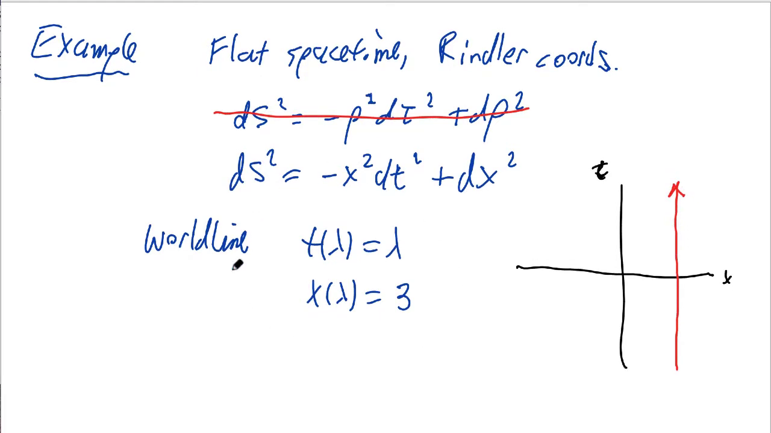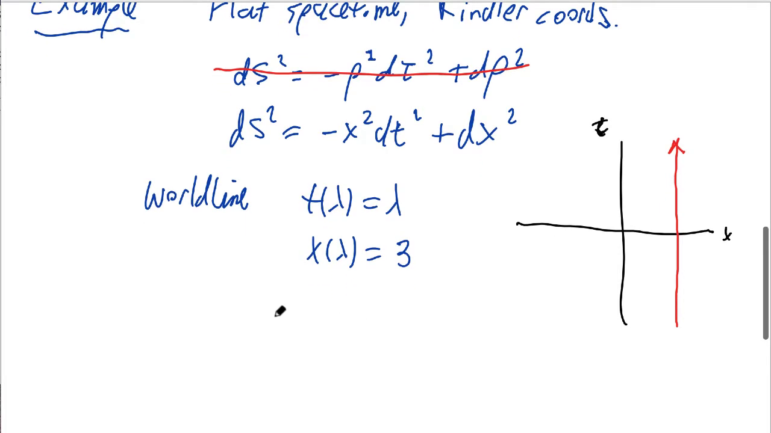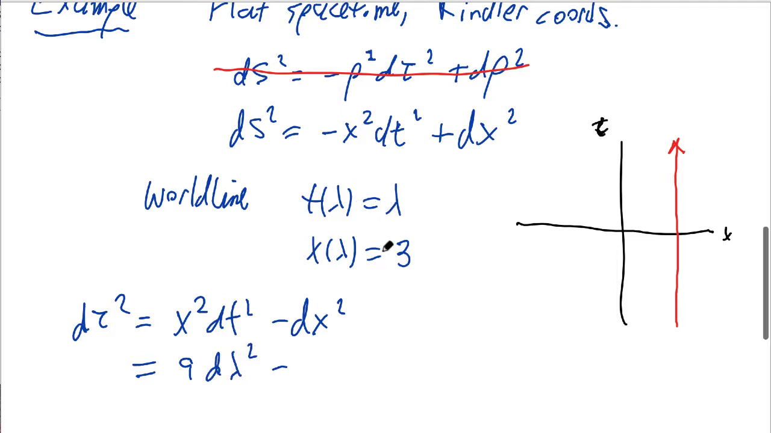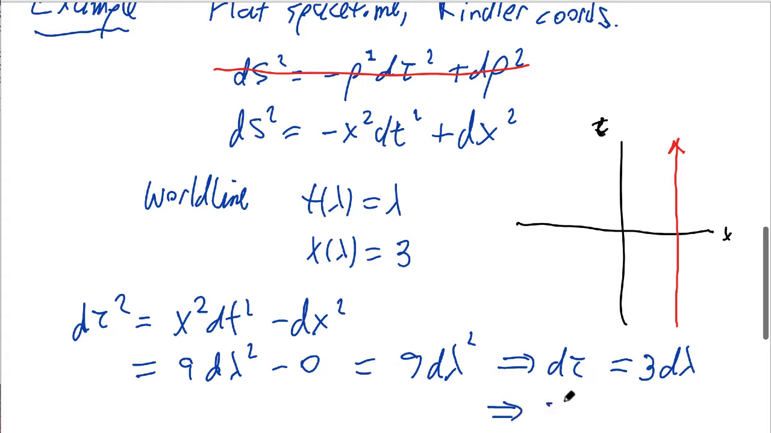The first thing we need to do is re-express the world line in terms of proper time. So let's compute d tau squared is minus ds squared, so that's x squared dt squared minus dx squared. X is 3, so x squared is 9. dt is d lambda, so that's d lambda squared, and dx is 0. So this is just 9 d lambda squared, which tells us that d tau is equal to 3 d lambda. And we can integrate that to find tau is equal to 3 lambda.